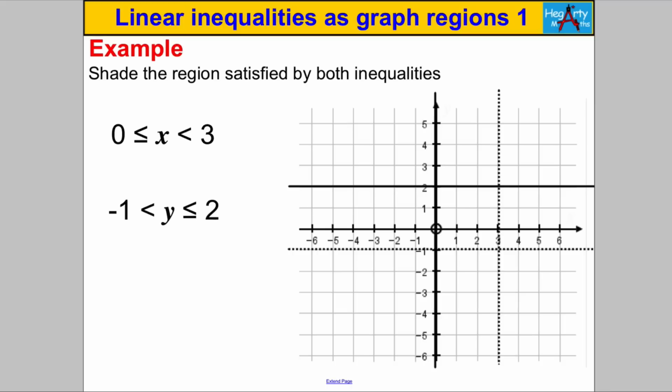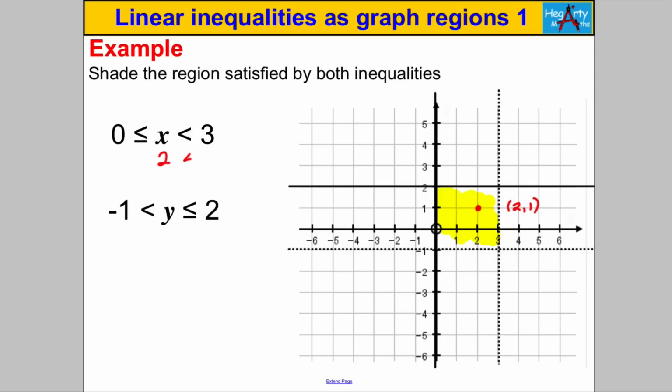Now we just have to have a quick think about it. It's x between 0 and 3, so between these two lines, and y between these two lines. It looks to me like it's this square in here. And let's pick a point in that square and check it satisfies both inequalities. That is the coordinate x is 2, y is 1.